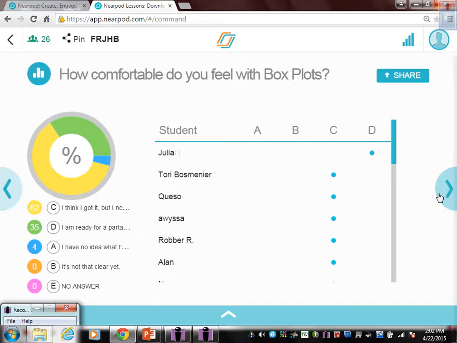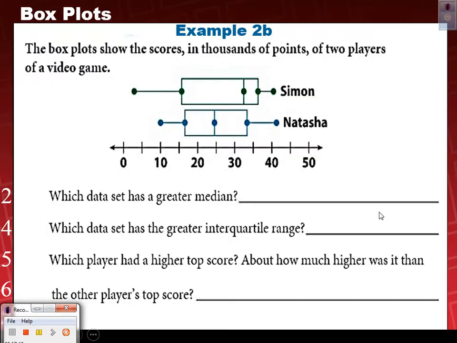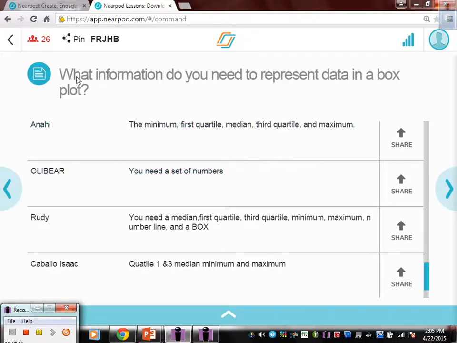Anyways, thank you. Answer this next question, please. Keep it to yourself. Don't share. This is just for you. You have 1 minute. Go. The question was, what information do we need to represent data in a box plot? We need a number line and the 5 points, which are the quartiles and the minimum and maximum, right?